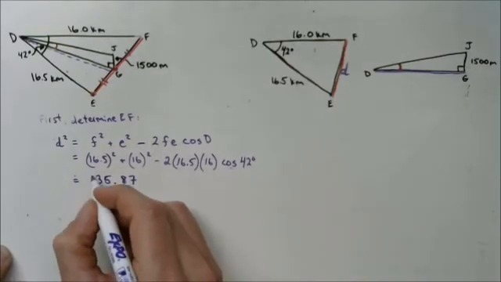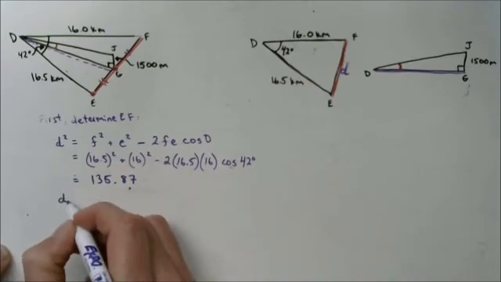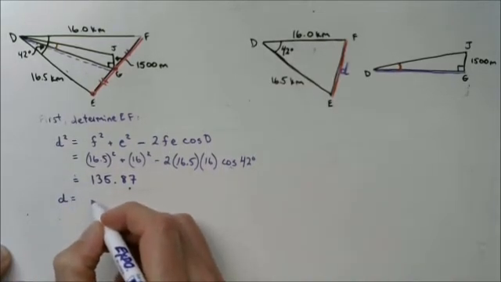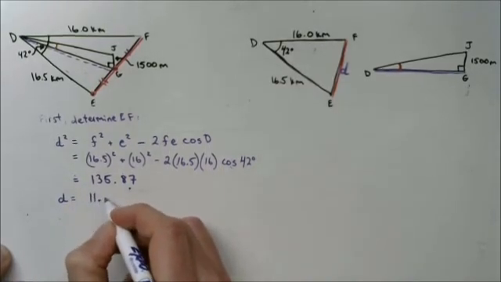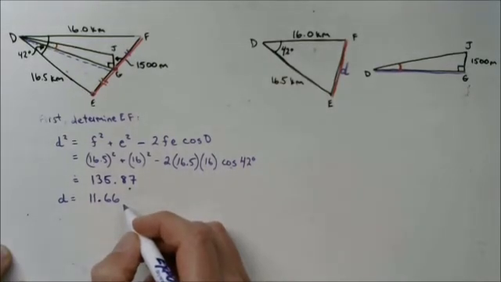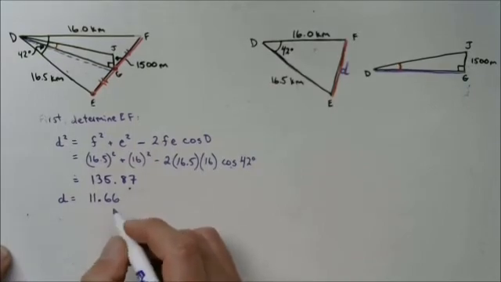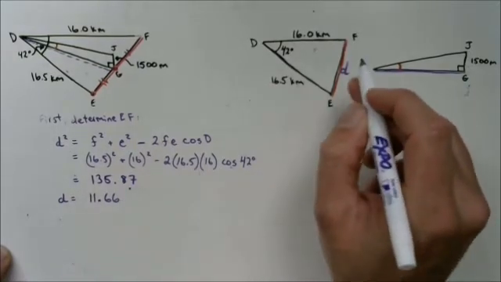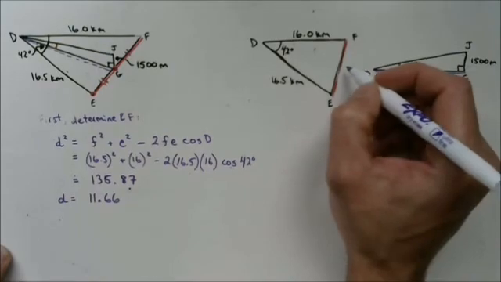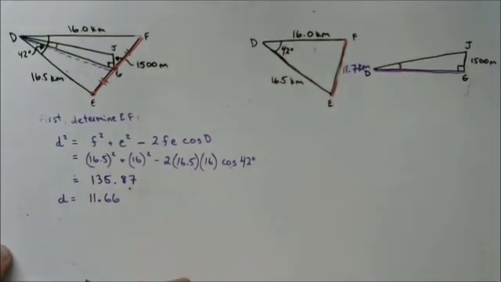135.87, and so on. But that's d squared, so what do we need to do? We need to take the square root of both sides. We are going to ignore the negative root because we're dealing with a real world distance problem. Distance is always positive, so the negative root is excluded. And we're figuring out here that the distance from E to F is approximately 11.7 kilometers.